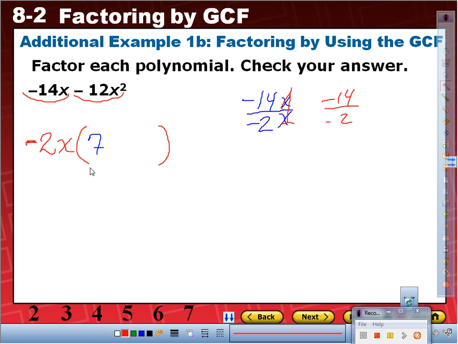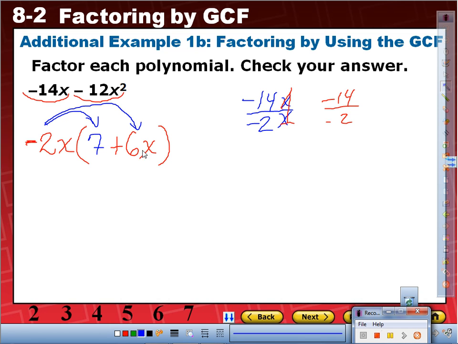Do we have it now? Okay, with that same thought, let's do the second part. What is negative 12 divided by negative 2? Positive 6. What is x squared divided by x? X. And to check, let's distribute. Let's see if it works. Negative 2x times 7, that's negative 14x, yes. Negative 2x times 6x, that's negative 12x squared. Okay?